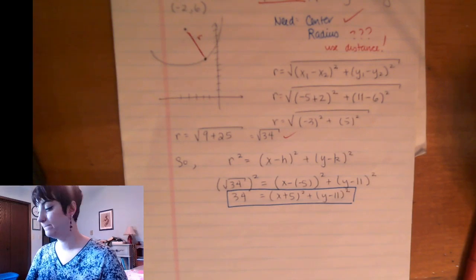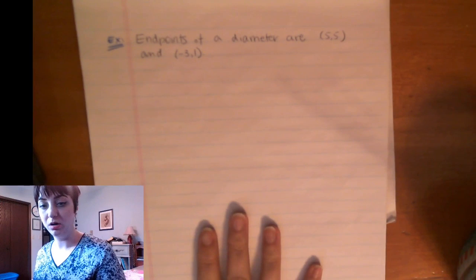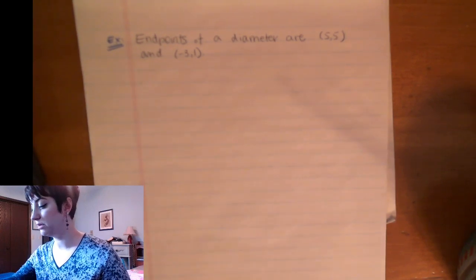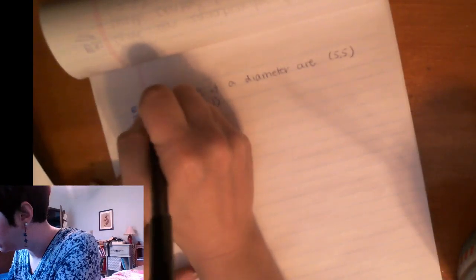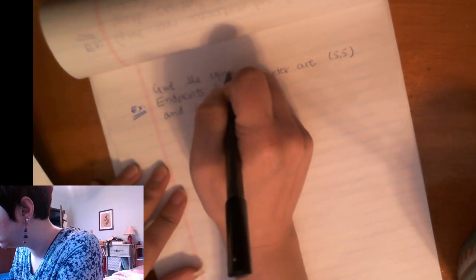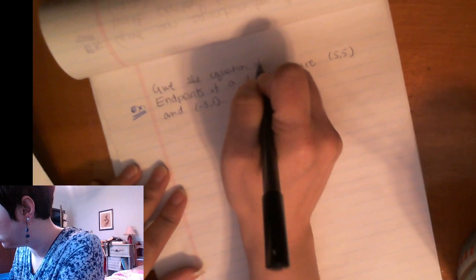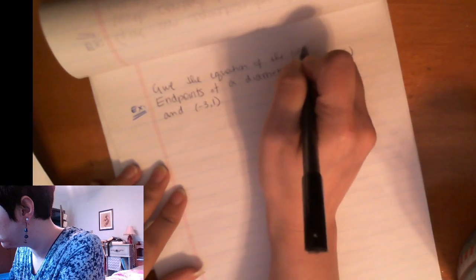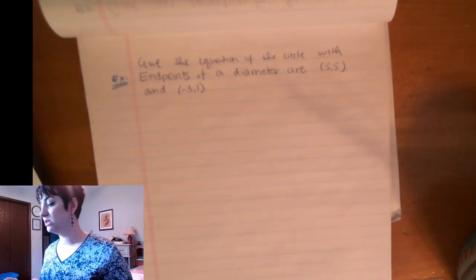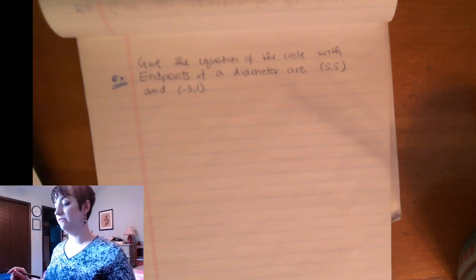Okay. All right, our last problem for 3-6 is this one. So you want, oh, I didn't give you the setup, did I? Let's say, give the equation of the circle with, there we go, that makes more sense. Give the equation of the circle with endpoints of a diameter 5, 5 and negative 3, 1.